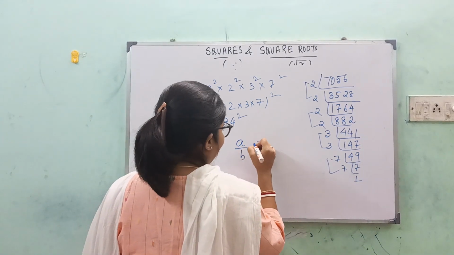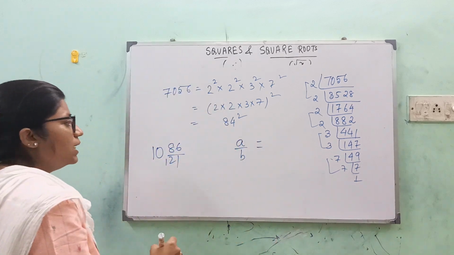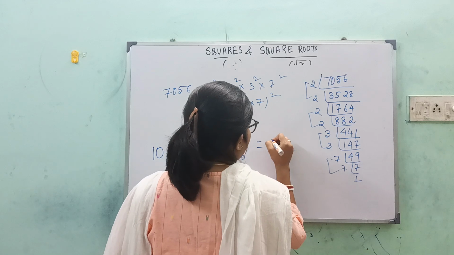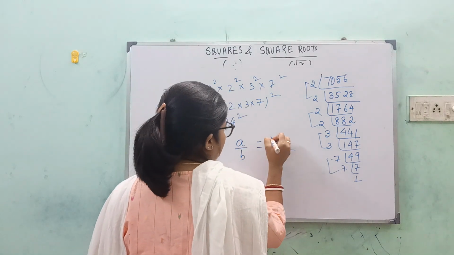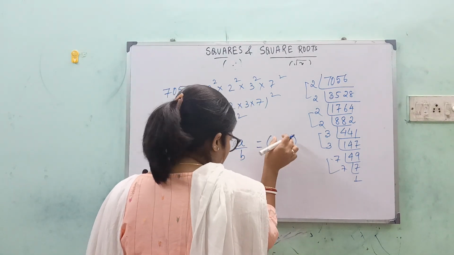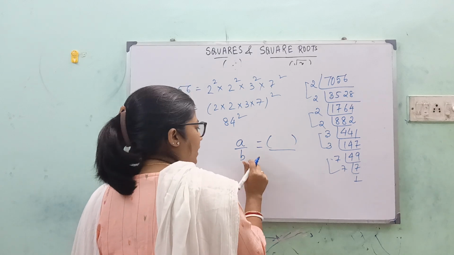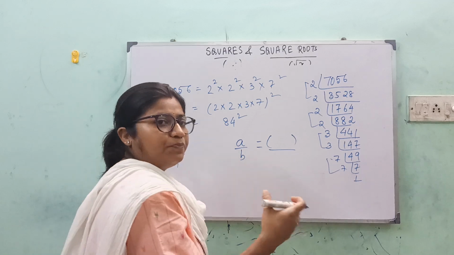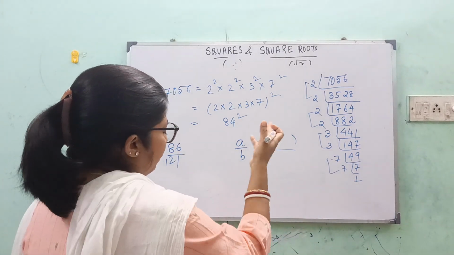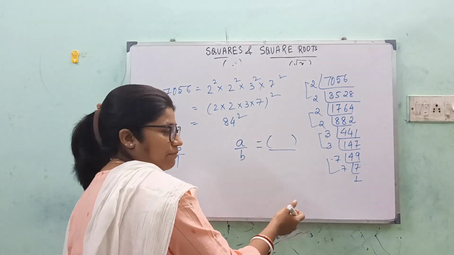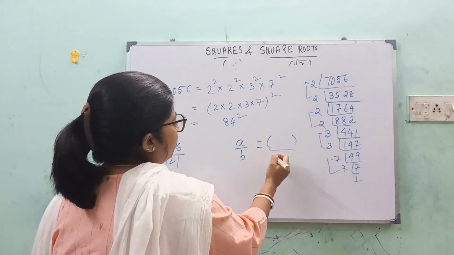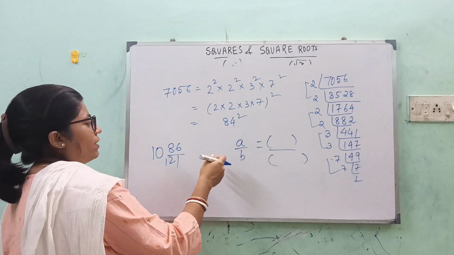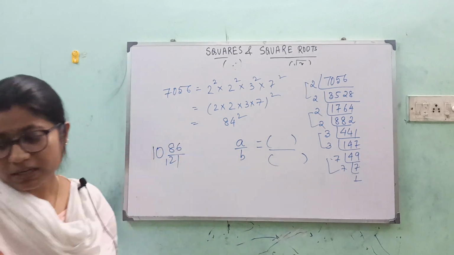If you can express the numerator of this fraction in the form of a product of prime factors, and you can express the denominator also in the form of a product of pairs of equal prime factors, if you can express each of them, the numerator and the denominator, in that form, then you can easily find out the fraction whose square is the given fraction.